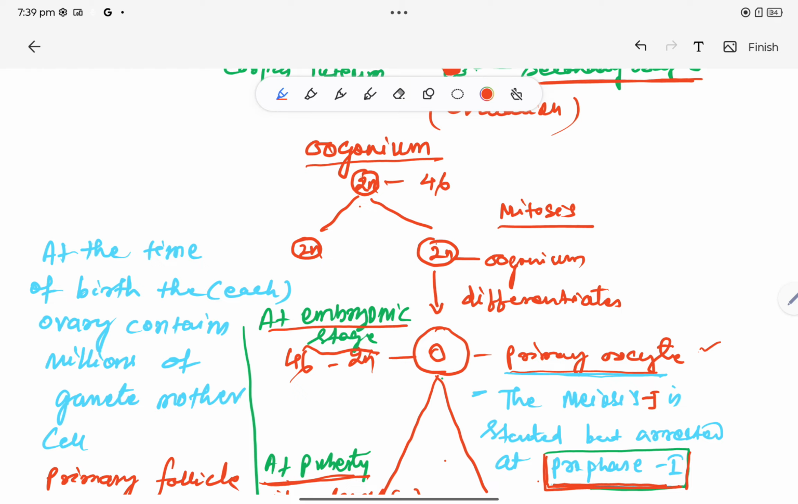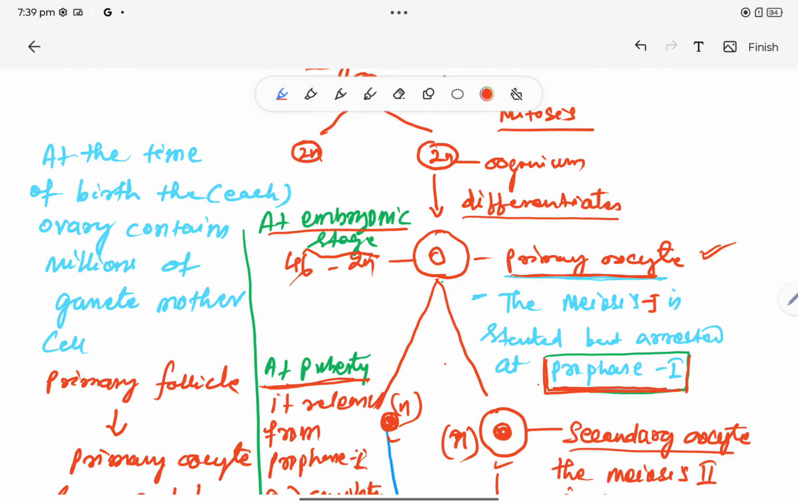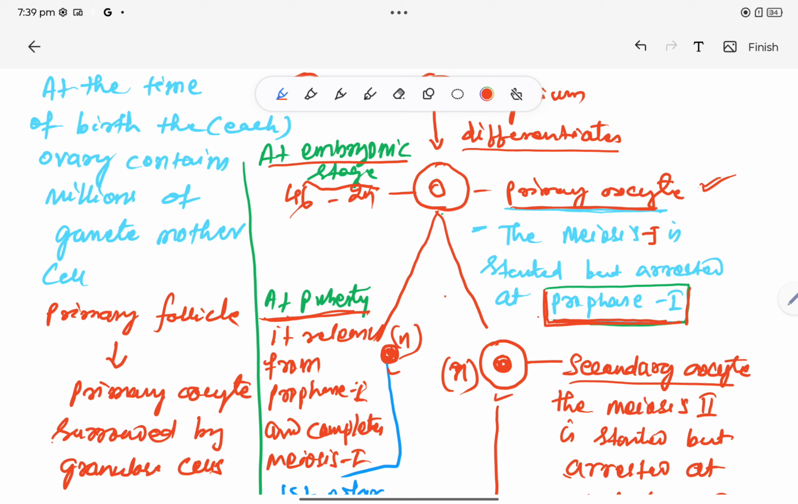Now this gamete mother cell undergoes differentiation. It happens in the womb of the mother only. Differentiation, it develops into a primary oocyte. Now this primary oocyte gets surrounded by the granulosa cells present in the cortex of the ovary and it is called a primary follicle. The structure is called primary follicle.